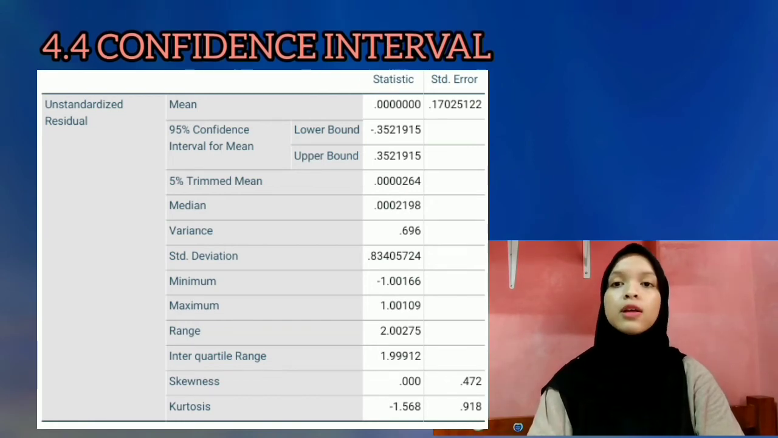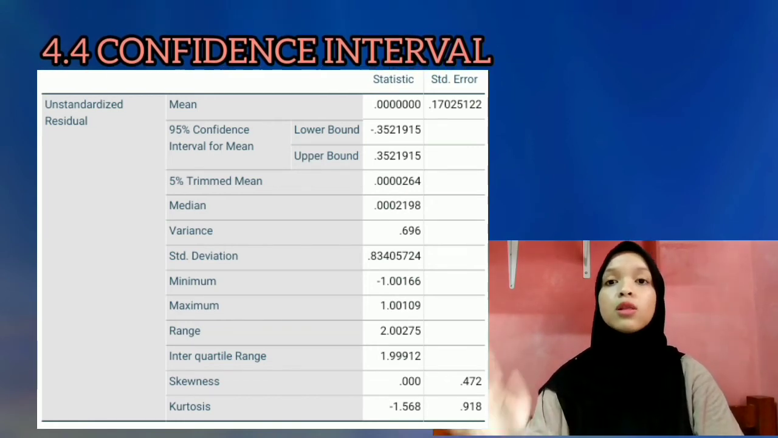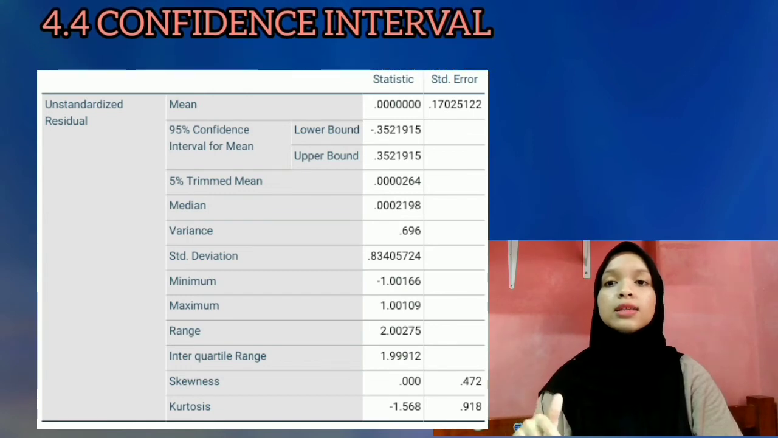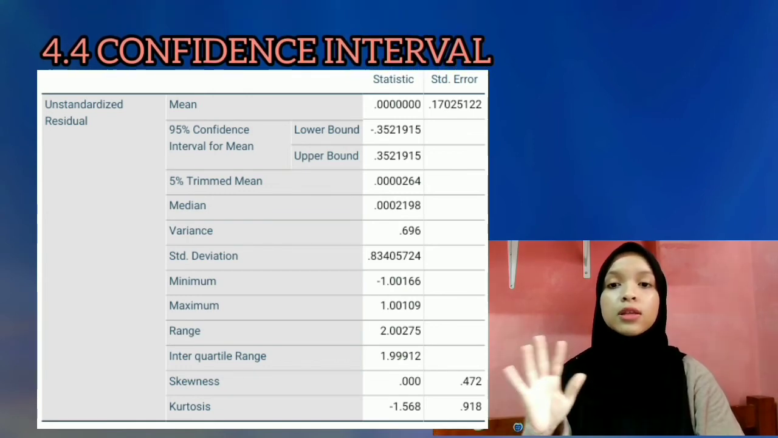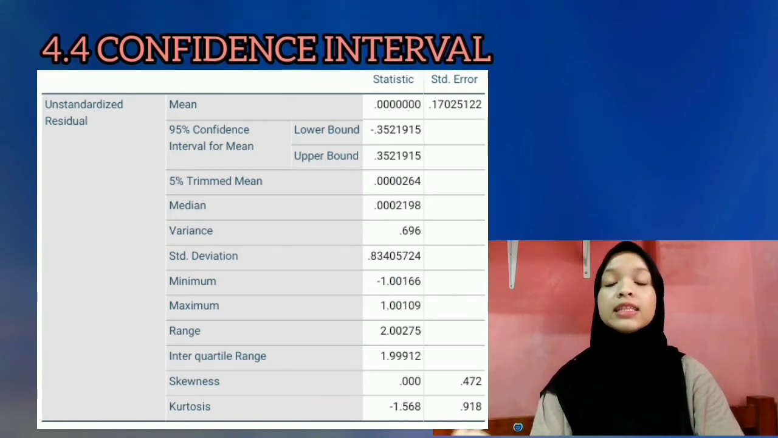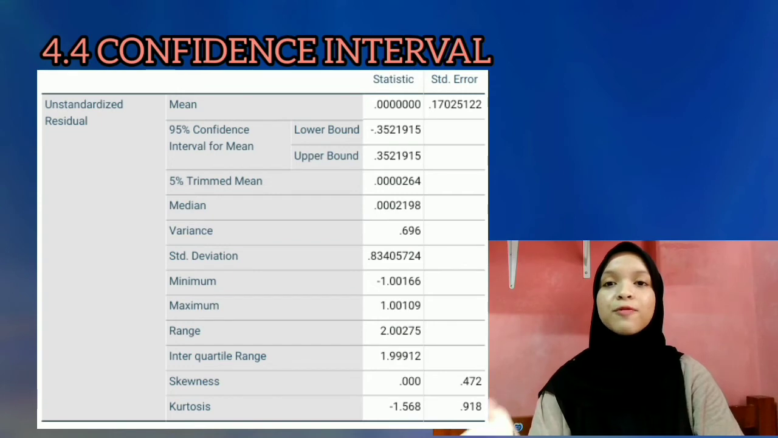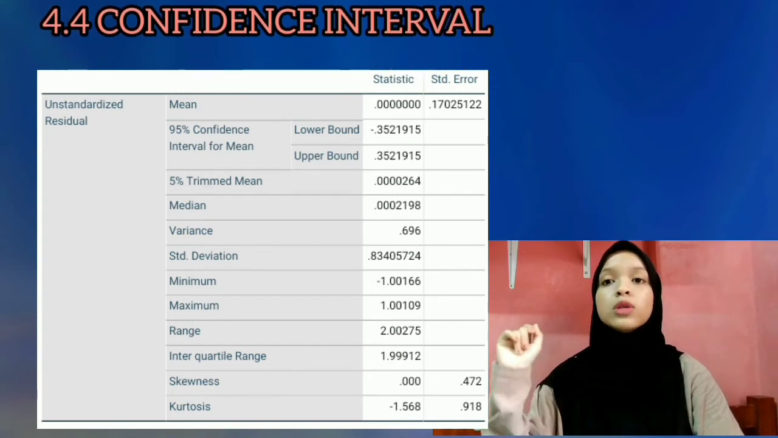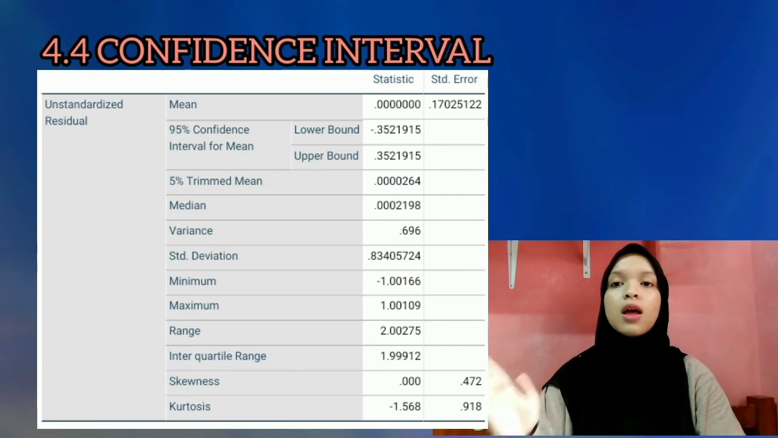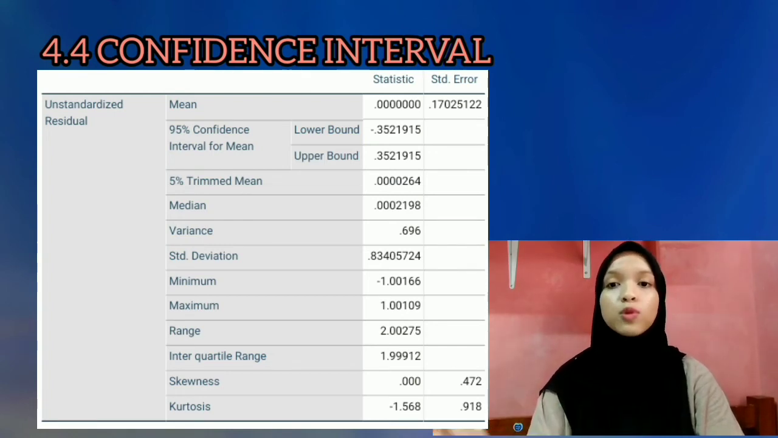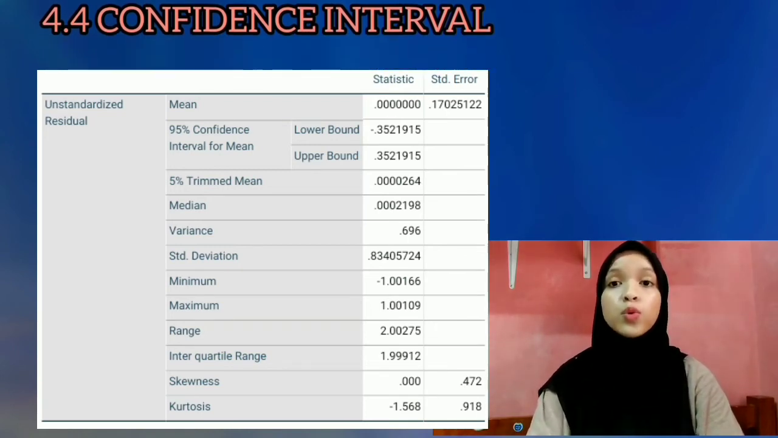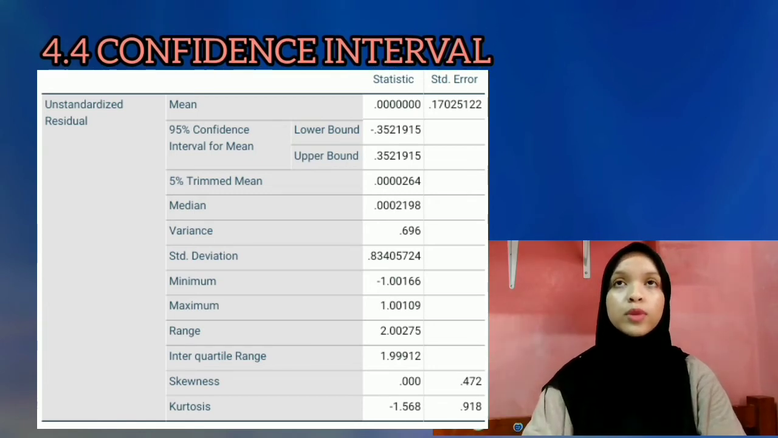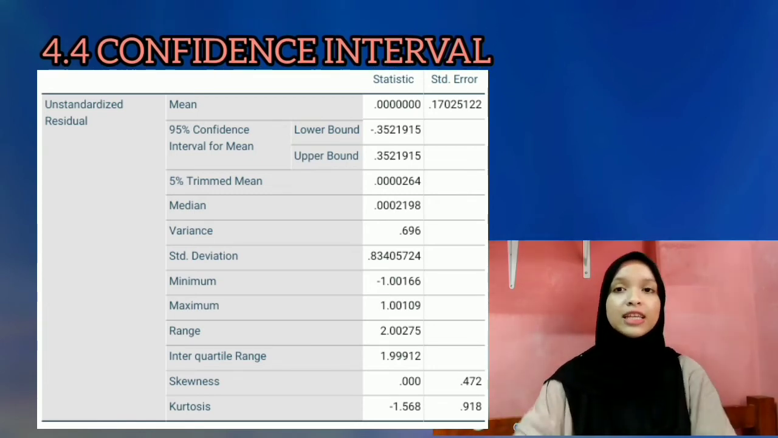The 95% confidence interval lower bound for unstandardized residual is negative 3521915, and the 95% confidence interval upper bound for unstandardized residual is 3521915. Lastly, the confidence limit range is 2.002275.